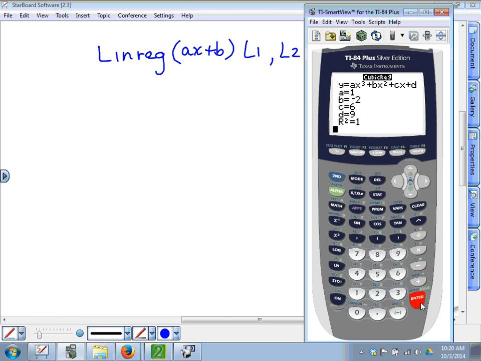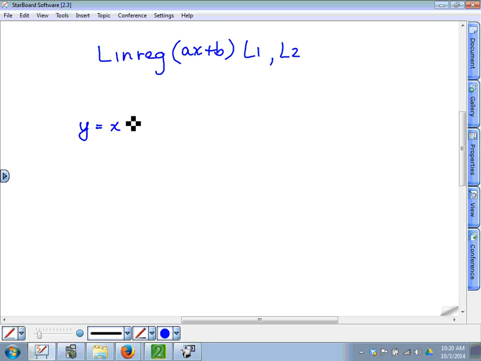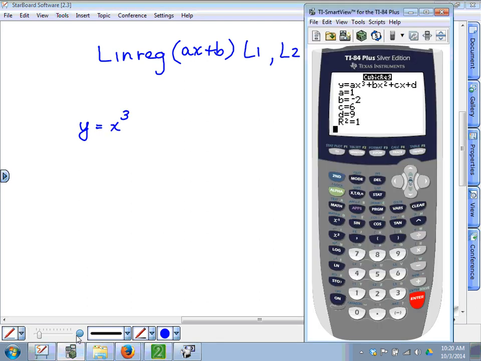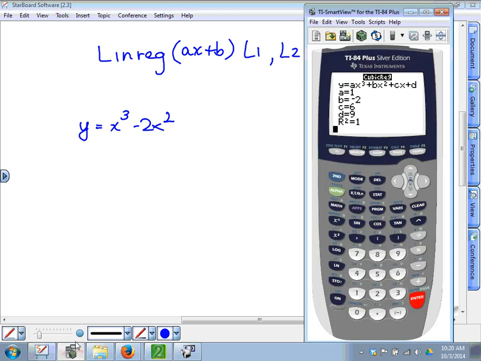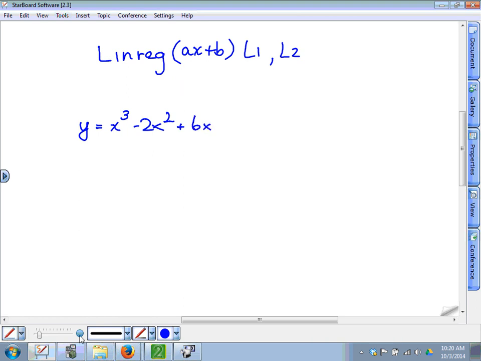Boom! Look at that. What is it telling you? It tells you the equation. So how do we answer number 8? We can't just say A equals 1, B equals -2. We have to write the actual equation. So it's Y equals 1x to the third minus 2x squared plus 6x plus 9. That's the equation that best fits those 4 points.